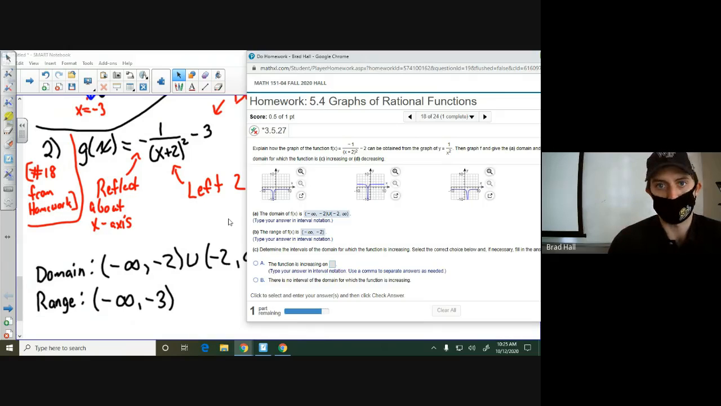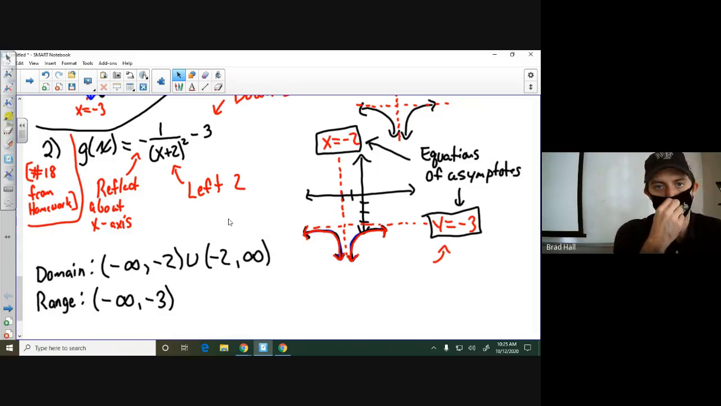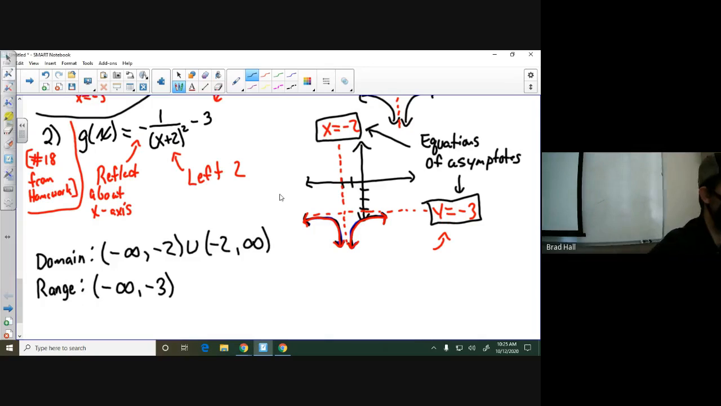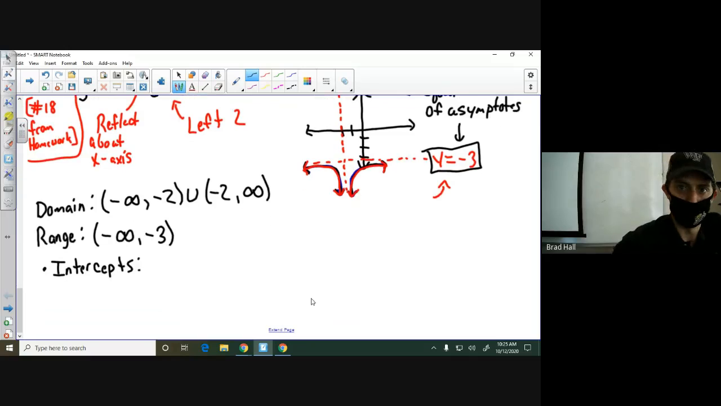Now, for the sake of the workbook problem, I will go ahead and detour a little bit from the MyMathLab example, because to finish the workbook problem, we just need to find the intercepts, and then we're done. And the MyMathLab problem is not asking for the intercepts. It wants increasing and decreasing intervals. So let's go ahead and finish the workbook problem by finding the intercepts. And there's two intercepts, the x-intercept and the y-intercept.